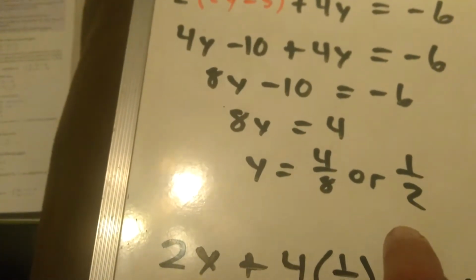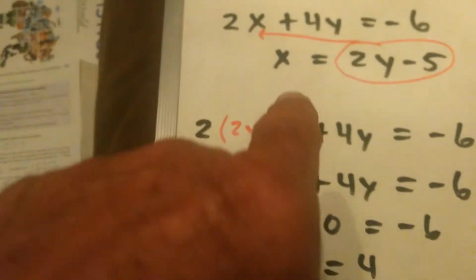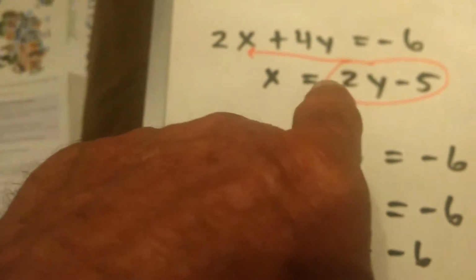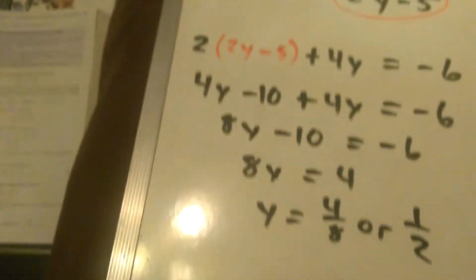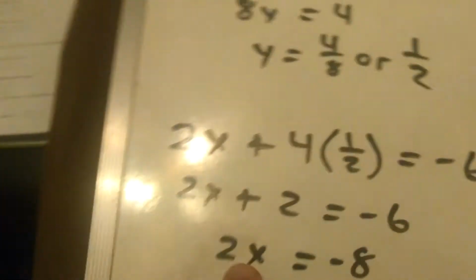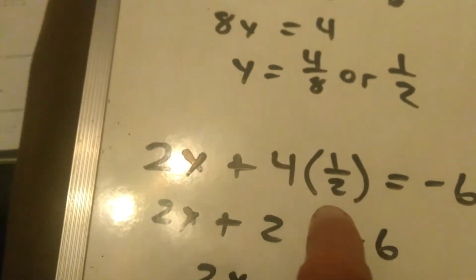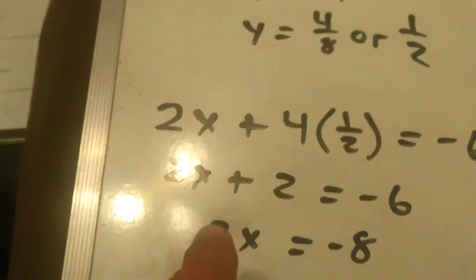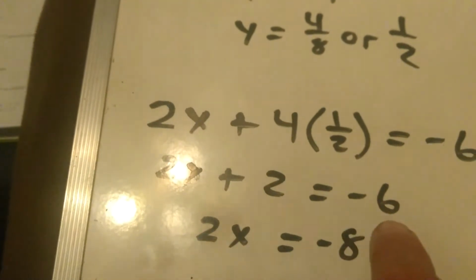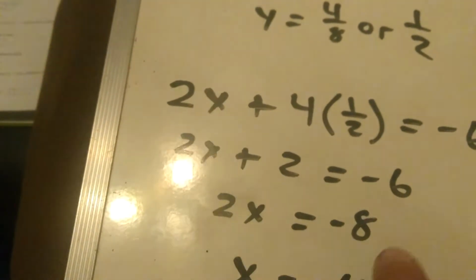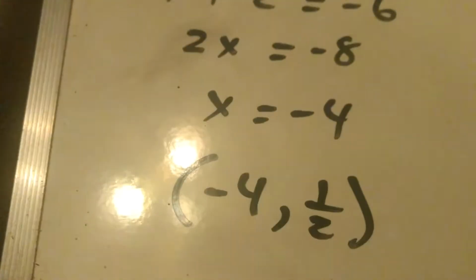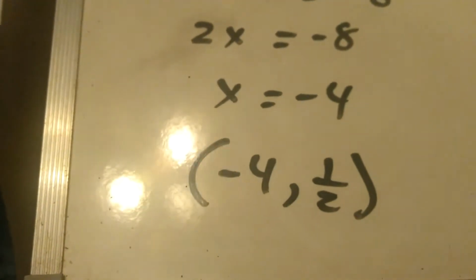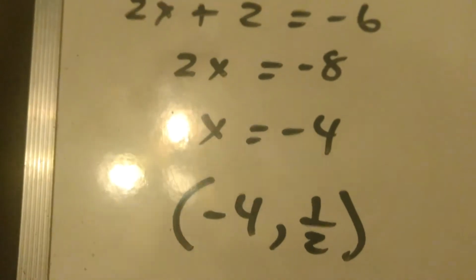So now I can take this 1/2 and substitute it into either of the original equations. All right, either one of the original equations. And so what happens here is I'm putting it into the first one. So I put 1/2 here, I get 2. So now I have 2x plus 2 equals negative 6. Subtract the 2 over, divide by 2, I get negative 4. So I get the ordered pair solution of negative 4, comma 1/2.